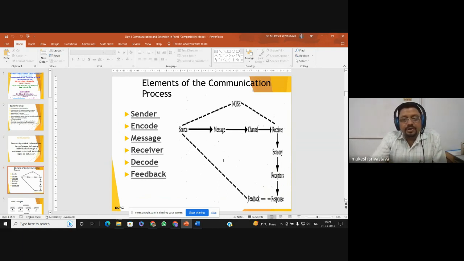Now, when we talk about the different channels, you can see the chart here: the source, the message, the channel.